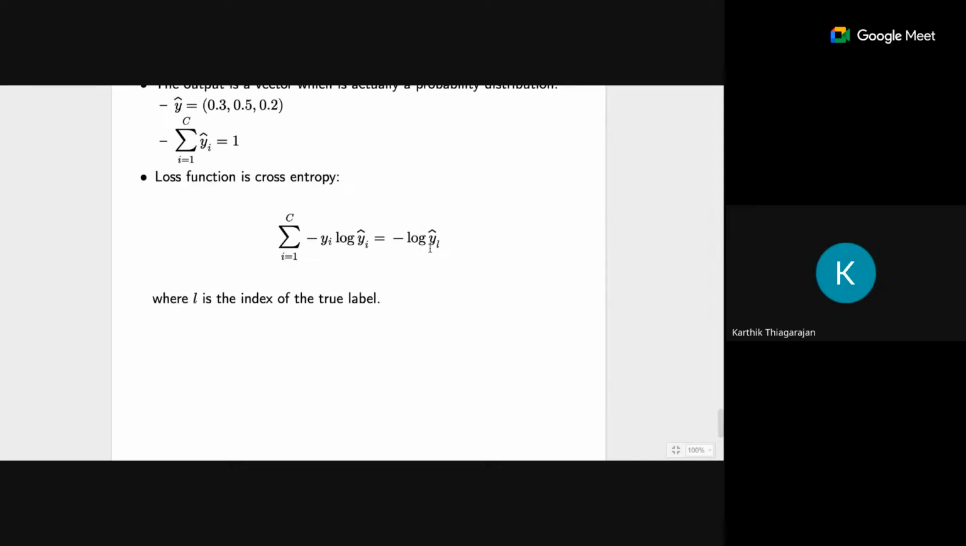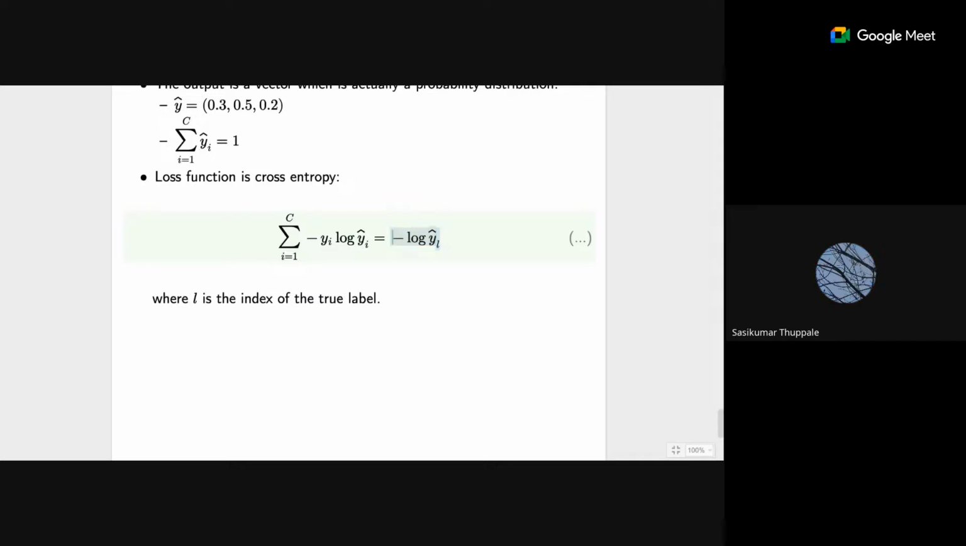So does everyone follow this part? This is a very, very important function. It comes up in not just deep learning. This is the go-to function in LLMs. You are going to use cross entropy to train even large language models. So this will keep coming up repeatedly.